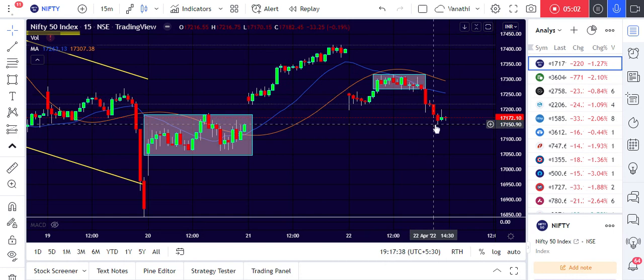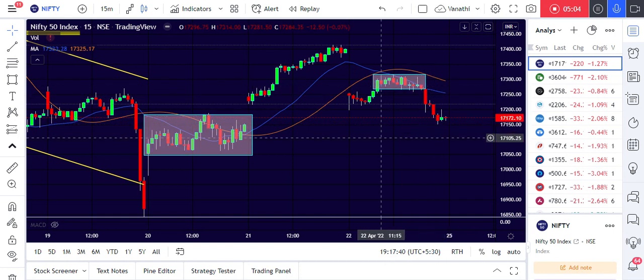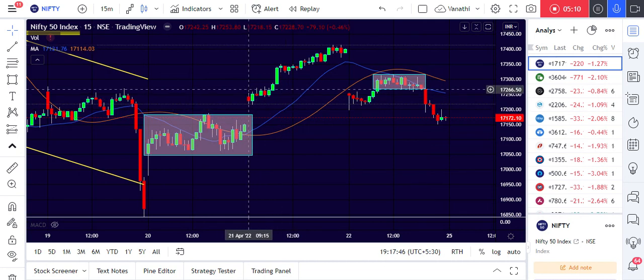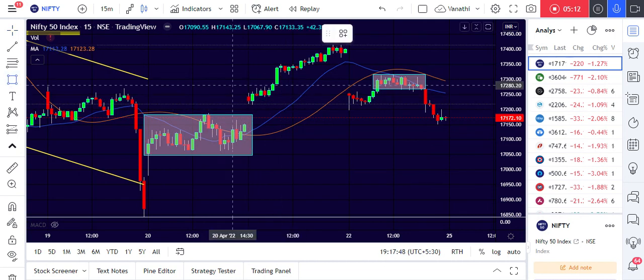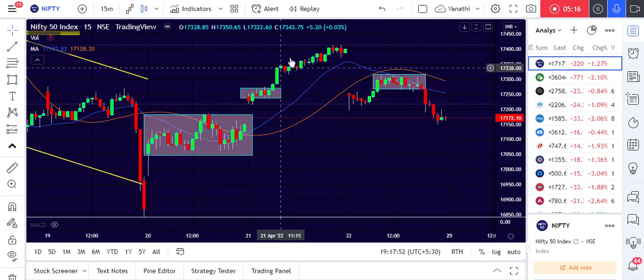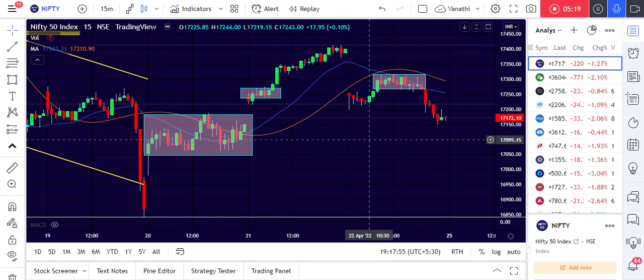So this is a very good movement. And then the price opened above the moving average and consolidated for some time. This is consolidation for Nifty, this place. So it consolidated and again gave an upside breakout and it moved up.